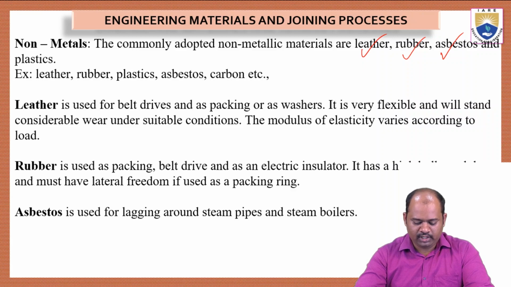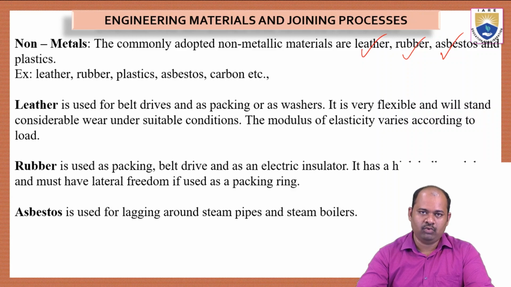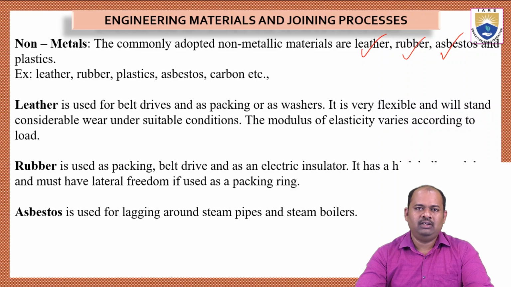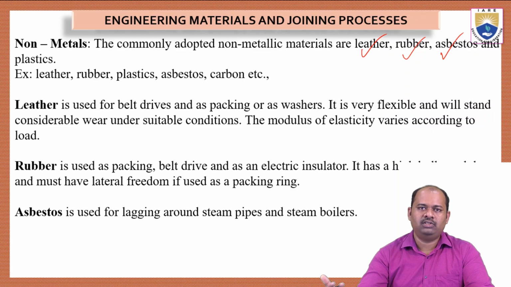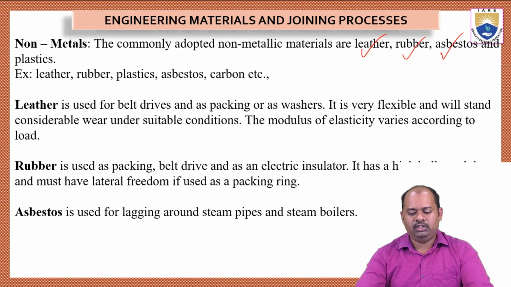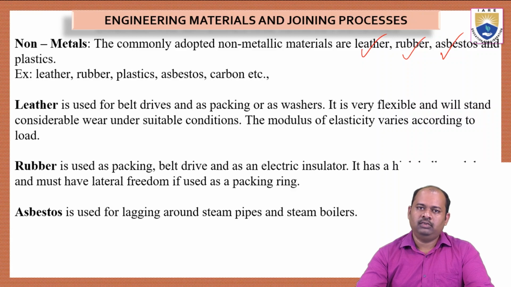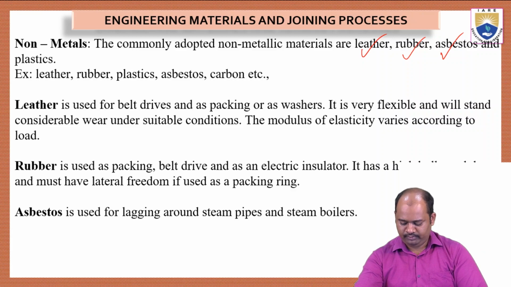And asbestos is used for lagging around steam pipes and steam boilers. This asbestos layer is mostly seen in boilers, where the boiler parts are lined with asbestos. They act as a very good insulator, and also they insulate the entire boiler so the steam does not escape into the atmosphere. It is a very good insulator, and it has more temperature resistance when compared to other metals.